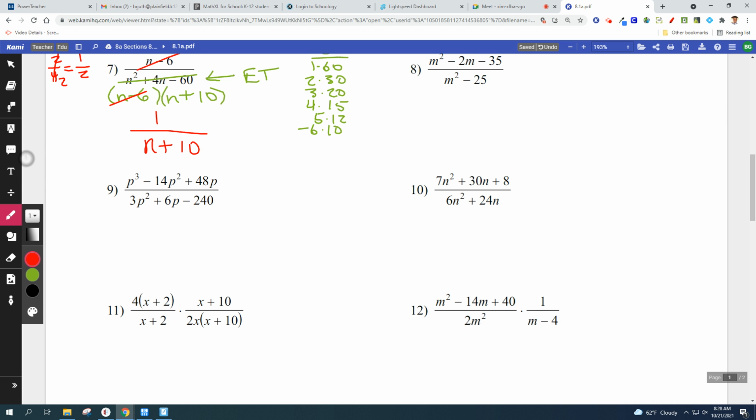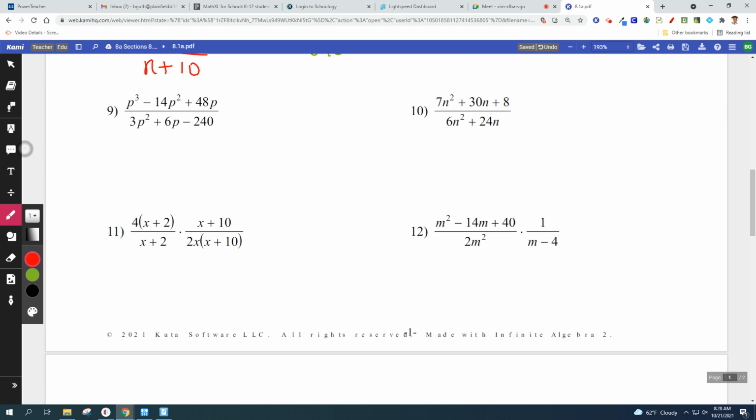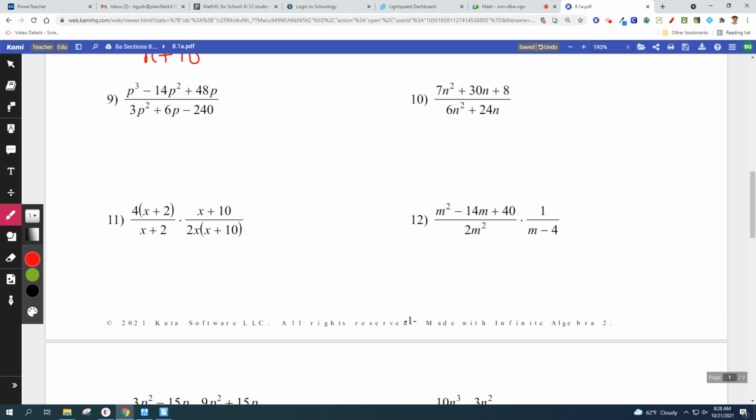All right, now number 9 all of a sudden looks way more complicated. But remember what I said. When it looks complicated, it's probably going to be a GCF. GCF.